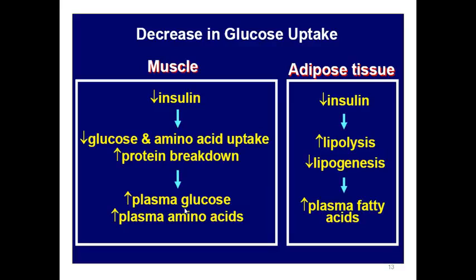Then there is decreased uptake, because if insulin is not there, muscles will not be able to take the glucose up. So decreased glucose and amino acid uptake and increased protein breakdown will lead to increased plasma glucose and plasma amino acids. The glucose is not being taken up, so that's causing an increased level of plasma glucose. The proteins are broken down, so this leads to increased plasma amino acids. In adipose tissue, decreased insulin causes increased lipolysis, decreased lipogenesis, and increased plasma fatty acid levels. So ketoacidosis, which takes place, is because of that insulin deficiency.